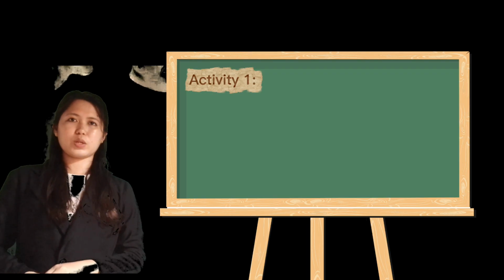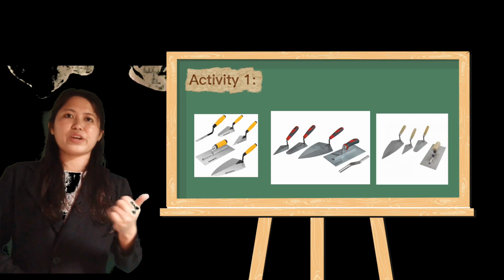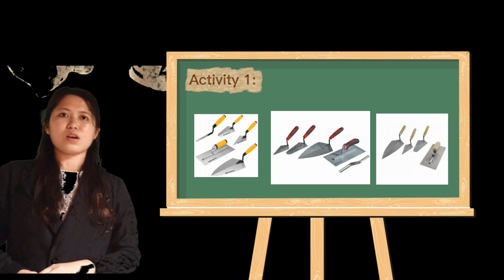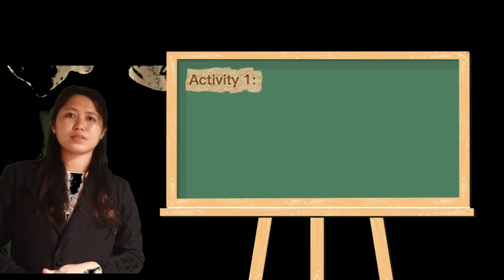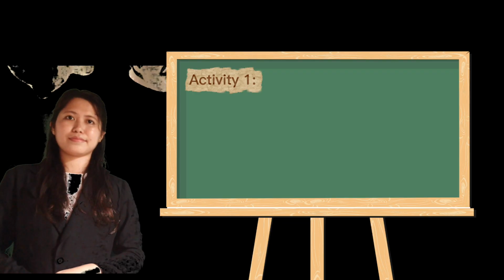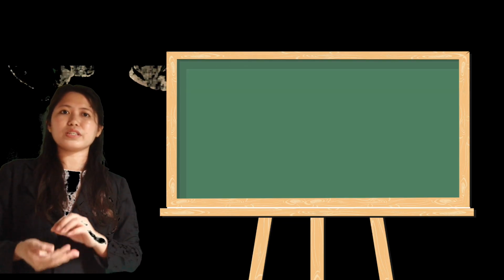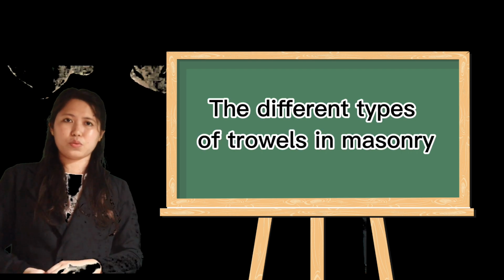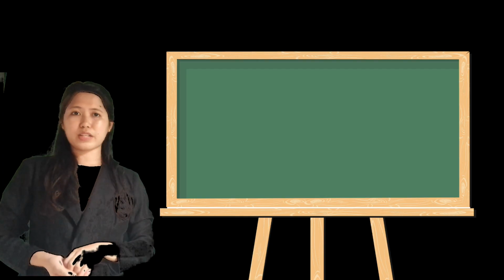Okay, we're done. How was the activity, class? Great, you all did well. Based on our activity, what do you think our lesson is this afternoon? Okay, please stand up. Okay, that's correct. Our topic for this afternoon is all about the different types of trowels in masonry. Are you ready for our new lesson, class?